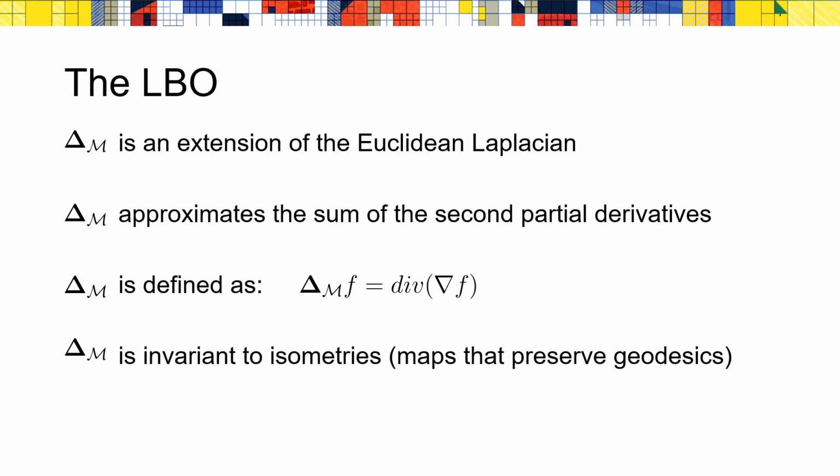Now let us see what the LBO operator is. As we said, the LBO operator is an extension of the Euclidean Laplacian to non-Euclidean domain. The LBO approximates the sum of the second partial derivatives on the surface and can be explicitly defined as the divergence of the gradient of every function defined on the surface. Finally, the LBO operator is invariant to isometries, so maps that preserve geodesics.